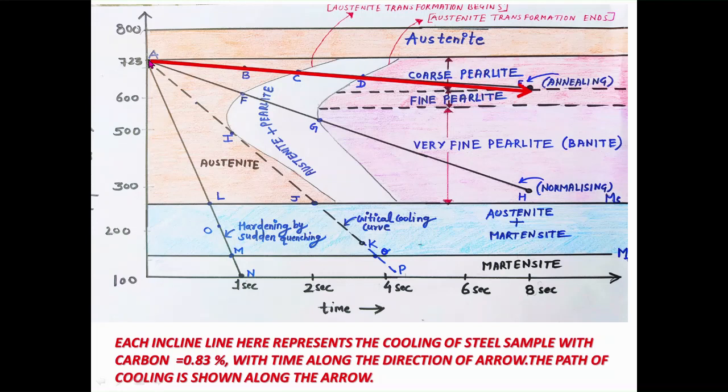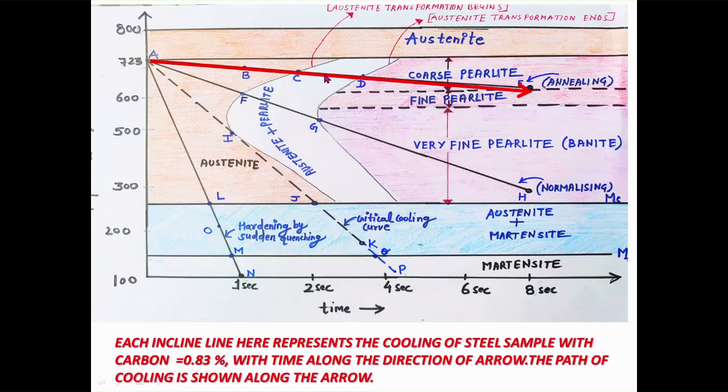As we start cooling from point A, we will reach point B moving along this arrow. As point B is lying in the orange region, the microstructure at point B will be austenite. Now moving further along the arrow, we will reach point C. As point C lies on the first C curve, the transformation of austenite to pearlite starts at point C. Between points C and D, the microstructure is a mixture of austenite and pearlite, because this region lies between the two C curves.